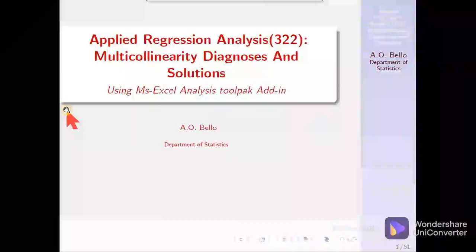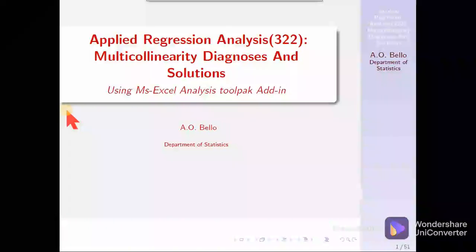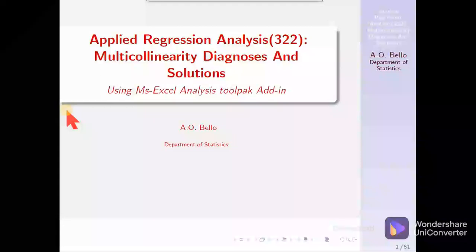So let's start right away. We'll be talking about multicollinearity diagnoses and solutions, and we're going to be making use of the MS Excel Analysis ToolPak for our analysis. In this class, we're going to learn what multicollinearity is, the causes of multicollinearity, what the symptoms are or how we can detect multicollinearity, and solutions to multicollinearity. We are going to make use of live data to actually demonstrate this problem of multicollinearity and how it can be solved.